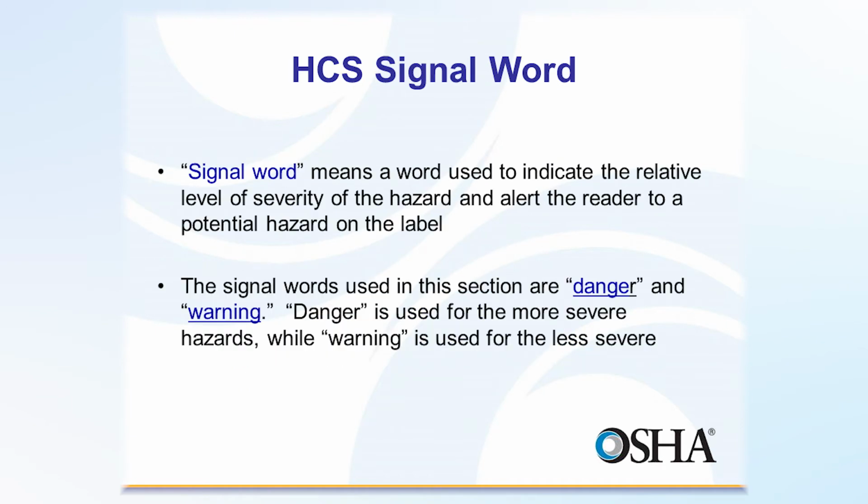HCS signal word. Signal word means a word used to indicate the relative level of severity of the hazard and alert the reader to a potential hazard on the label. The signal words used in this section are danger and warning. Danger is used for the more severe hazards, while warning is used for the less severe.